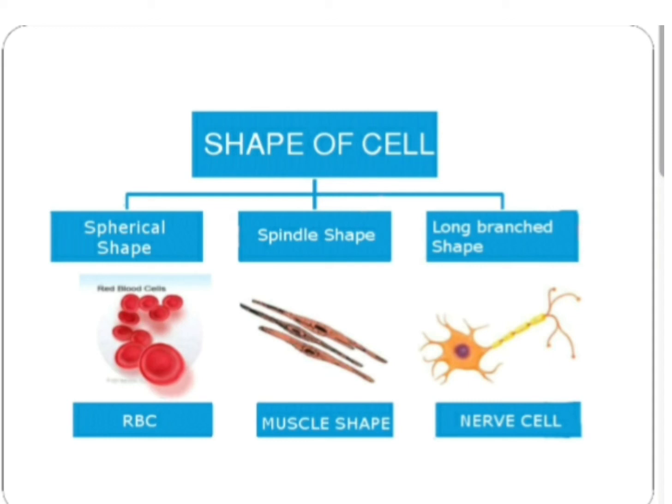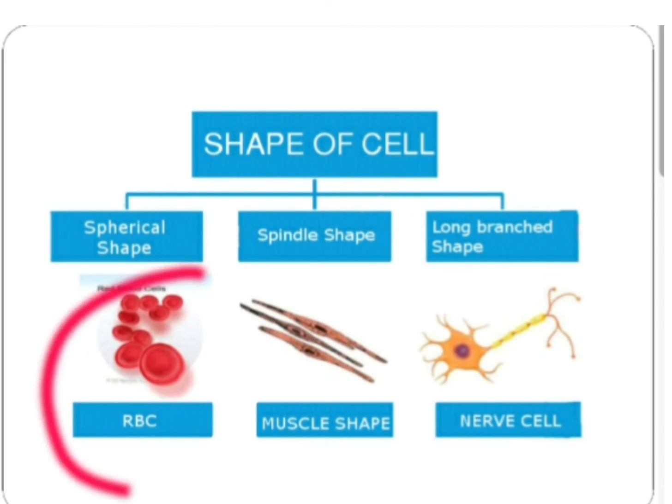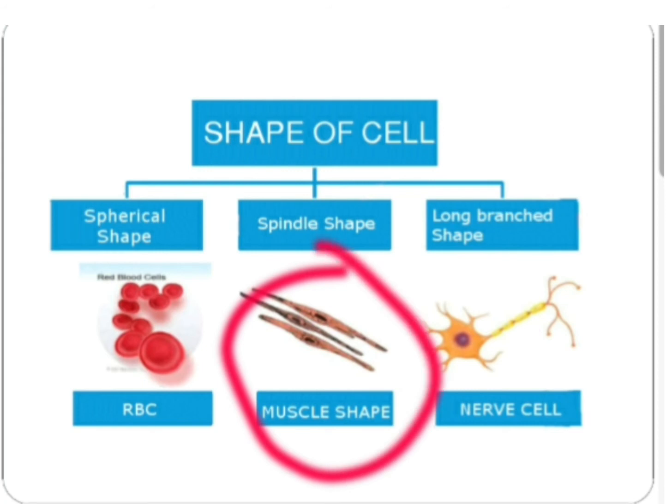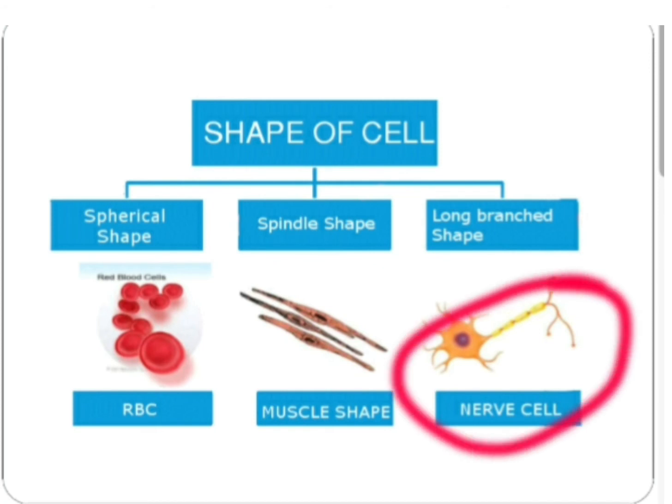Generally, cells are round, spherical in shape. An example of spherical shape is RBC, red blood cells, and some cells are long and pointed at both ends. They exhibit a spindle shape. A spindle shape example is muscle cells. And cells sometimes are quite long. Some are branched in shape like nerve cells.